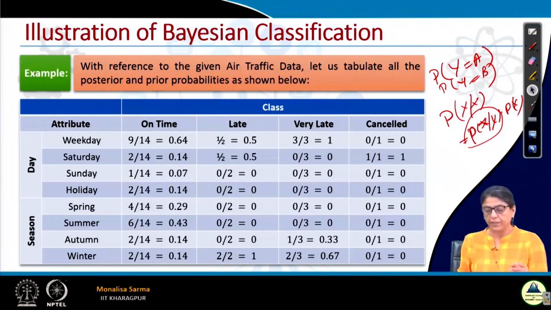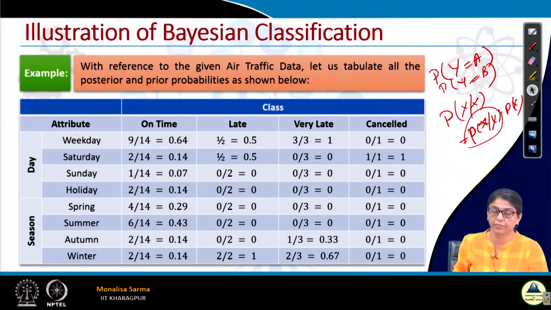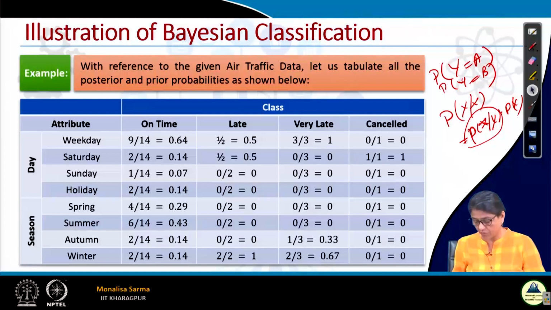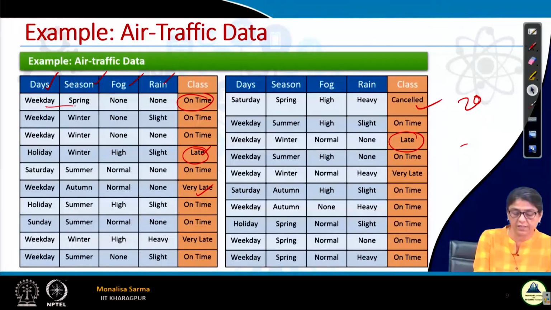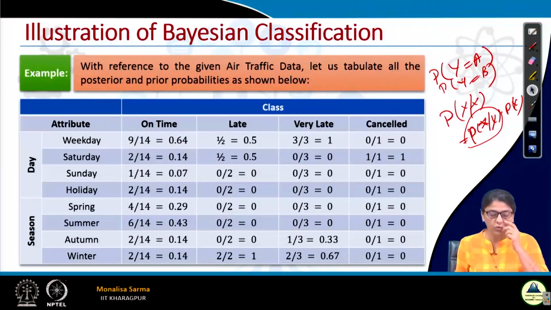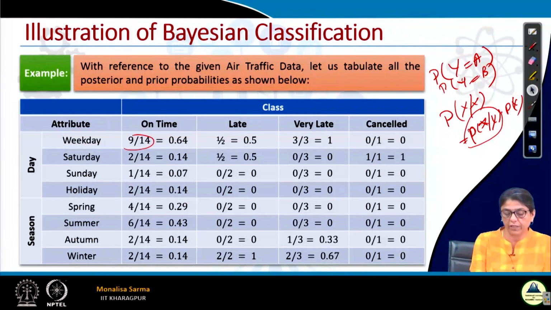So what is the probability, given that the flight has arrived on time, that it is a weekday? On time it is 14 out of the 20 occurrences, as we have already seen. Out of the 14 on time, how many are weekdays? This is one on time and weekday, this is another, and another. This way, you will see there are a total of 9 weekdays which reached on time. So my posterior probability is 9 by 14.